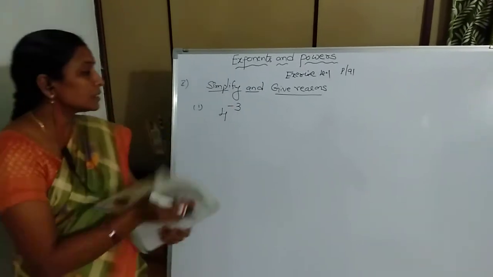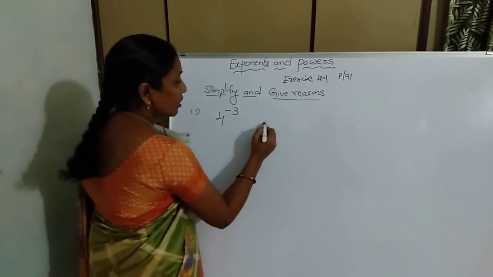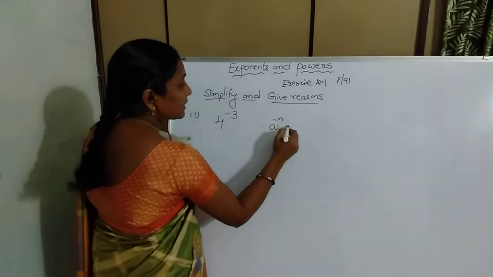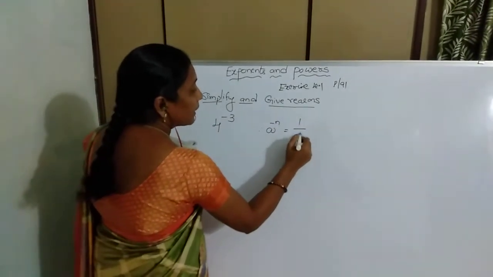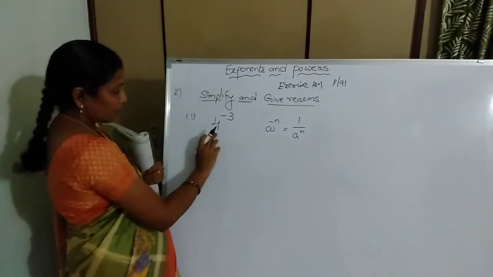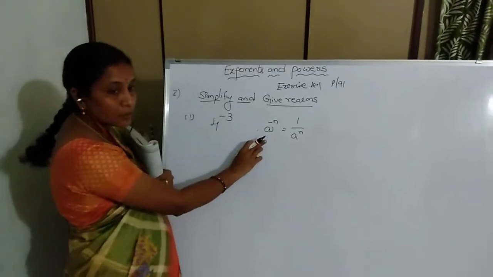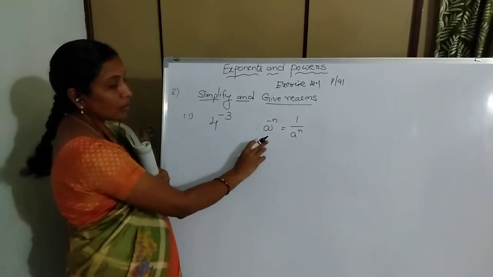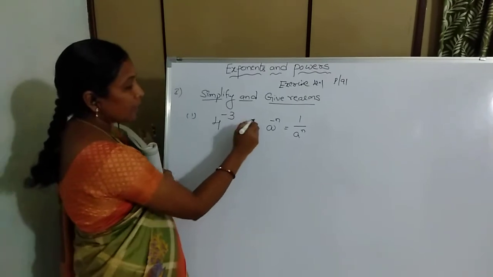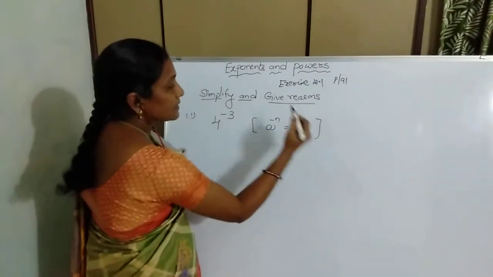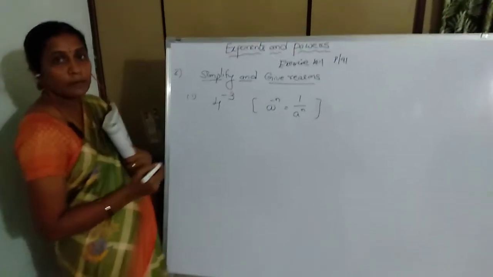So we have to use this formula to solve the problem: a to the power minus n is equal to 1 by a to the power n. This problem is similar to this law of exponents, so we have to use this formula to solve the problem. A to the power minus n is equal to 1 by a to the power n.